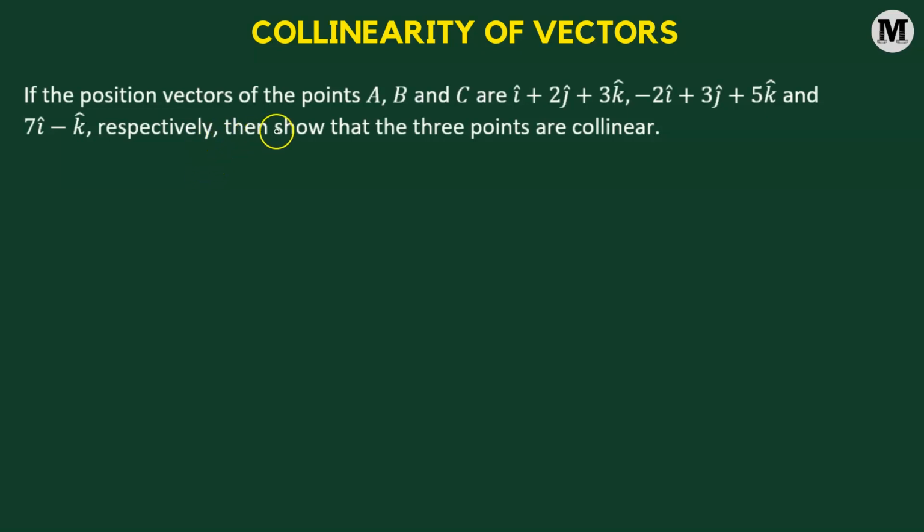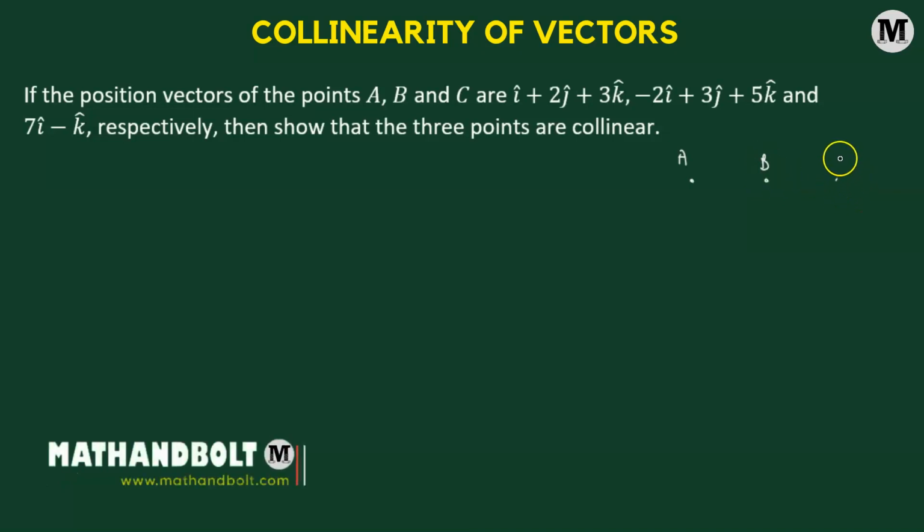If the position vectors of the points A, B, and C are given, then we need to show that the 3 points are collinear. Okay, let us begin. So let's try to understand it graphically first. So here we have 3 points. We have point A, point B, and point C.